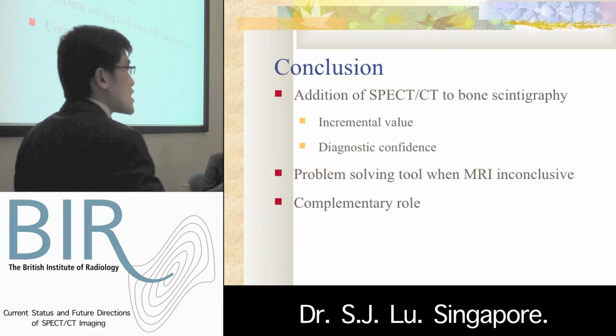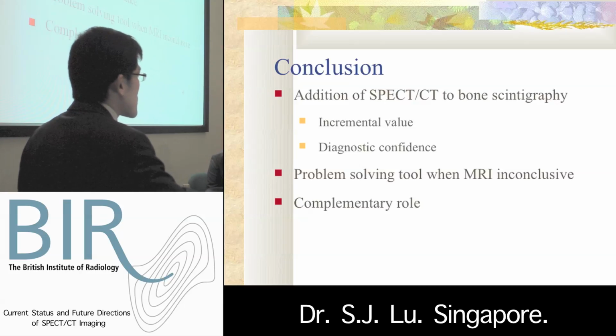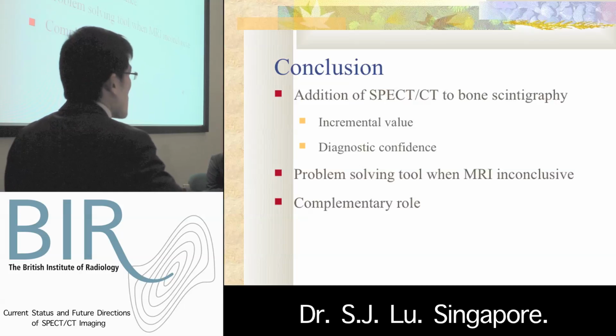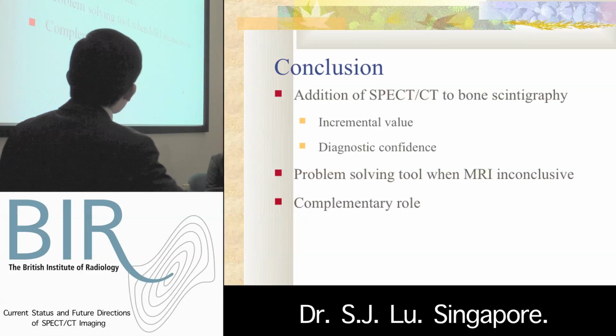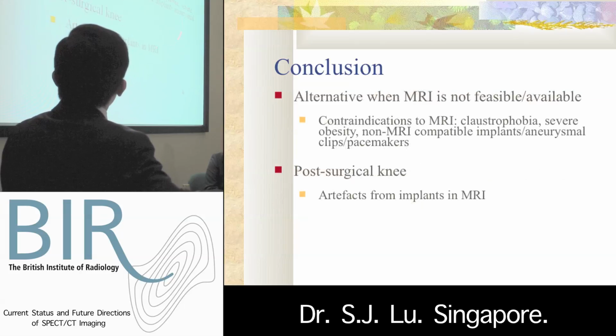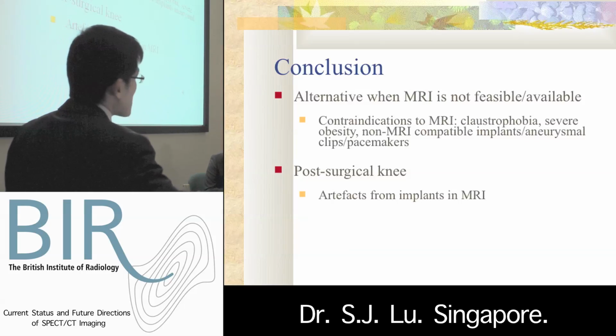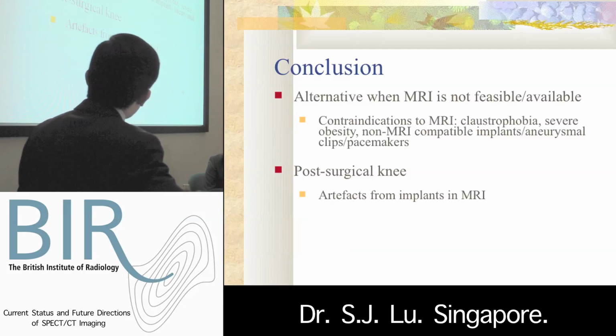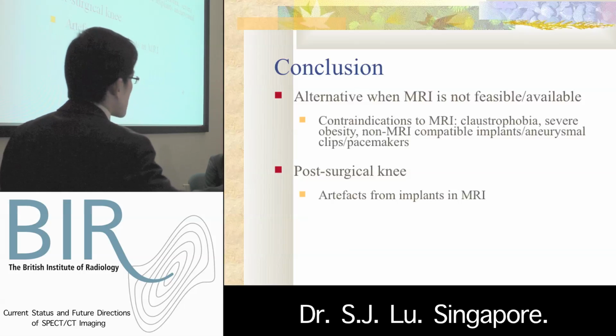MRI is often used as the imaging modality of choice for imaging the knee when there's knee pain. However, MRI is not perfect, and in cases where MRI is inconclusive, SPECT-CT may represent a good problem-solving tool, and therefore MRI and SPECT-CT are complementary. And in cases where MRI is not feasible or available, SPECT-CT represents a good alternative. And of course, for the assessment of the post-surgical knee, artifacts or implants may obscure or reduce the sensitivity of MRI, and that's when SPECT-CT may be useful.